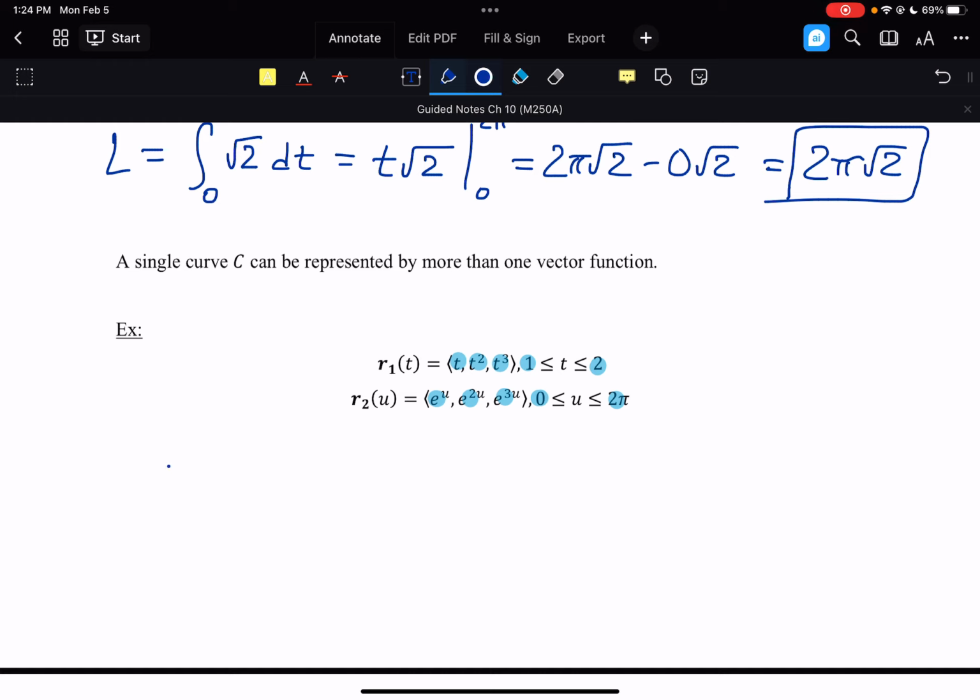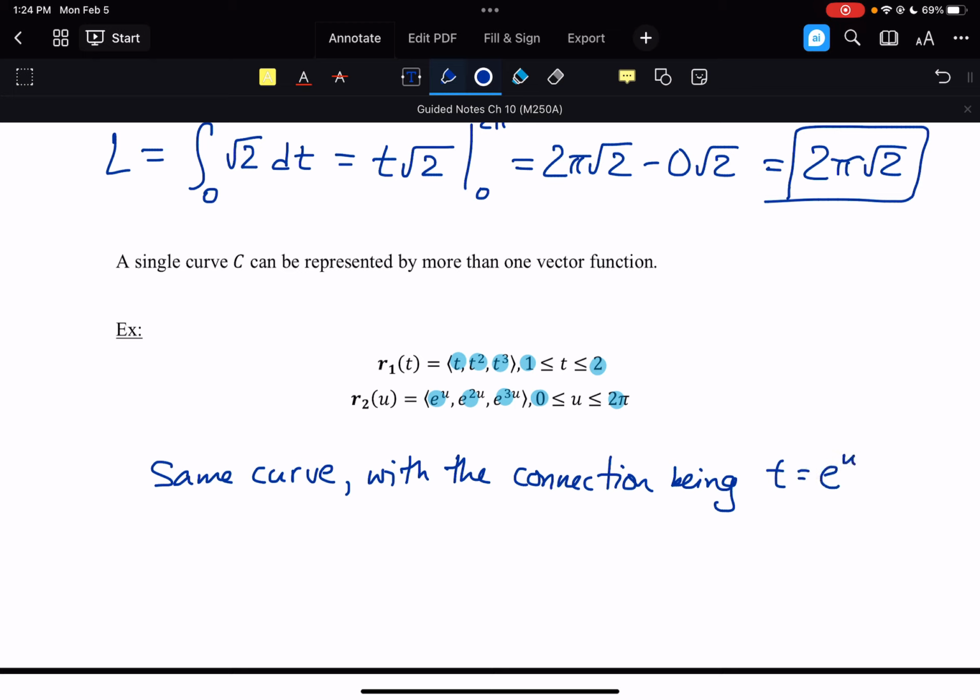Regardless, this gives us the same curve, with the connection being t equals e to the u. So these are both parameterizations of C.